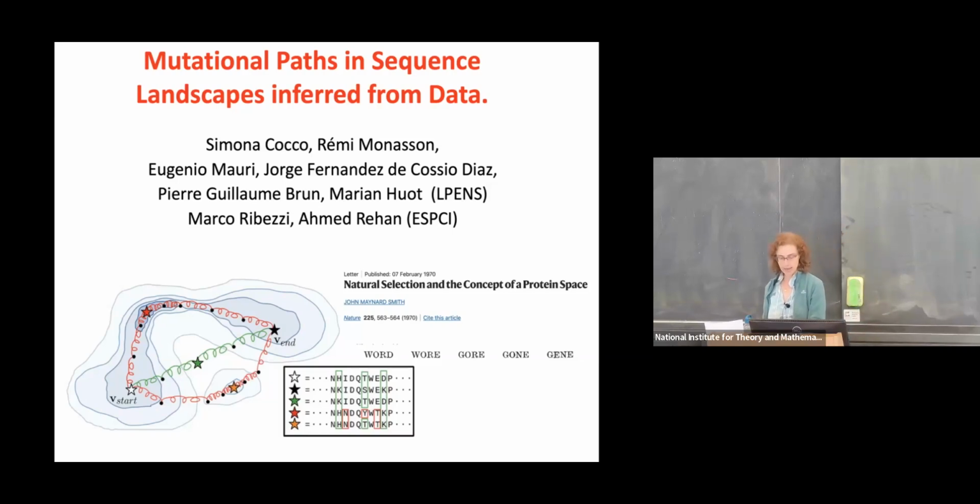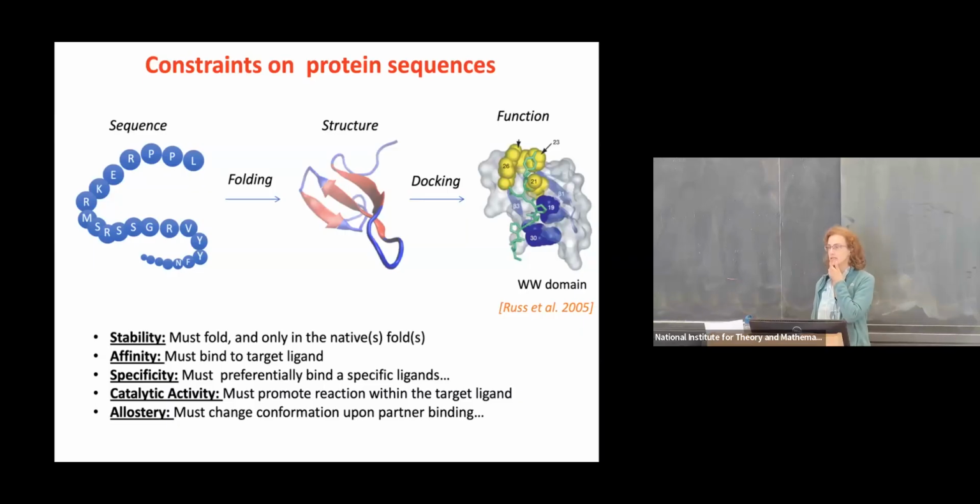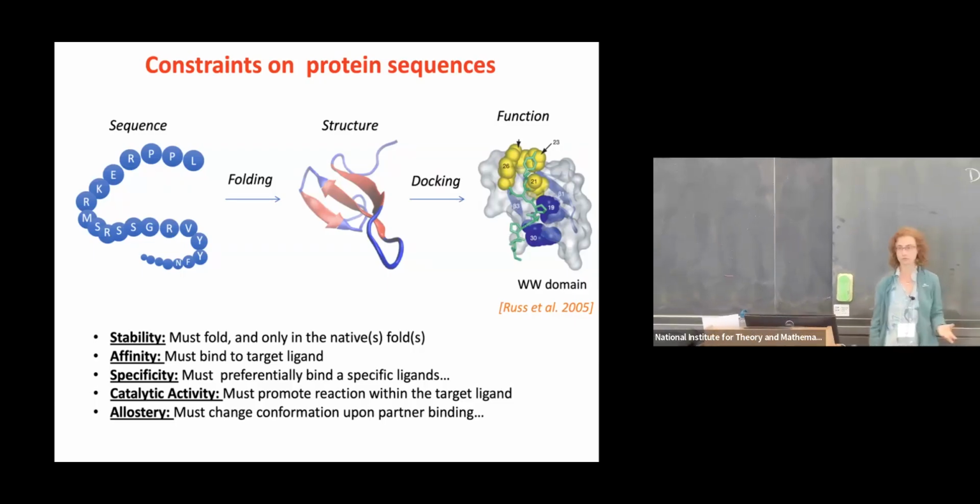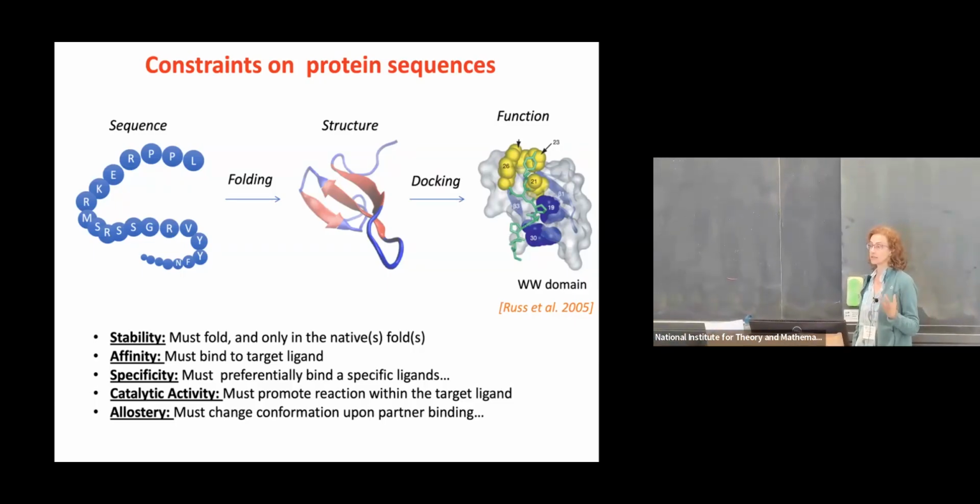Okay, so let's start. Proteins. Rama already described it, but you can see a protein just as a sequence of amino acids, which has a lot of constraints to satisfy. First of all, it has to fold into a given structure, and then it has to have a function, for example here to bind a ligand. The ligand is just the peptide it binds to.